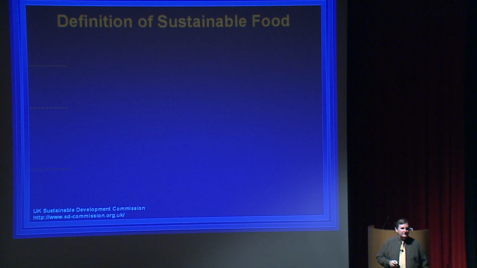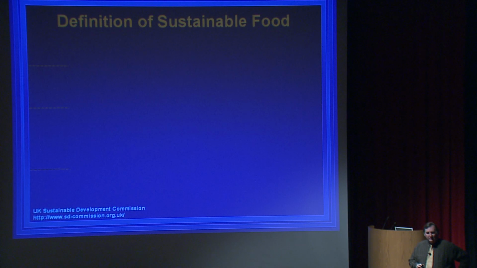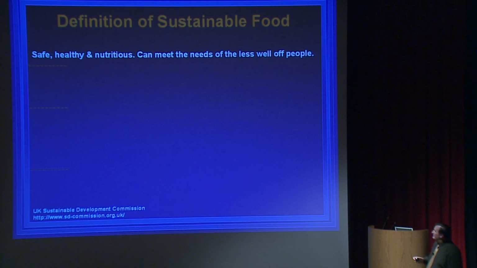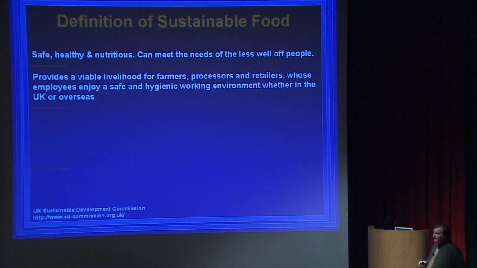Sustainability is different from organic. Something can be raised sustainably but not be organic, and vice versa. Sustainable has less to do with the crop itself or the animal itself than with the conditions under which they're raised. The UK Sustainable Development Commission has what I think is a nice definition: safe, healthy, and nutritious food that can meet the needs of less well-off people. So there's a social conscience part of it that's built into the definition.